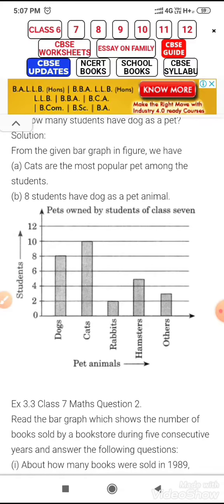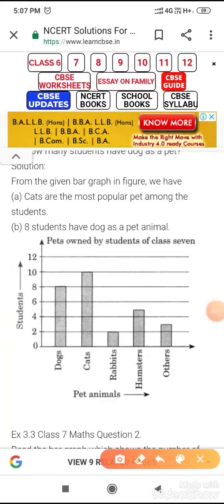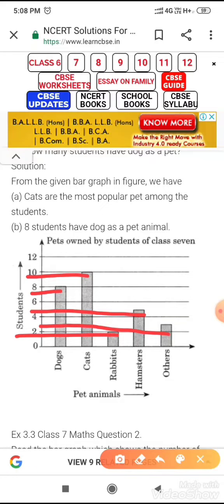It is clear from the graph that dogs are owned by 8 students, cats are owned by 10 students, rabbits are owned by 2 students, and hamsters are owned by 5 students. Now how can we conclude it is 5 students? Because this bar lies between 4 and 6, so it is 5. Other animals are owned by 3 students, as it lies between 2 and 4.